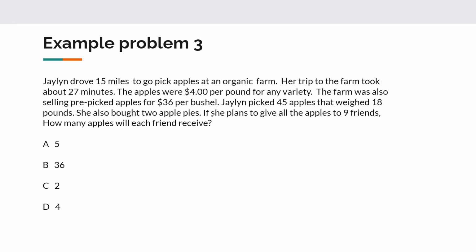Focused on this last question: if she plans to give all of the apples to 9 friends, how many apples will each friend receive? This is a classic. As we focus on that last question, we can now see that if we have the total number of apples and we divide that by the number of friends, we should get our answer. That's our strategy for our operation. How many friends do we have? 9 friends. We're going to divide by 9.